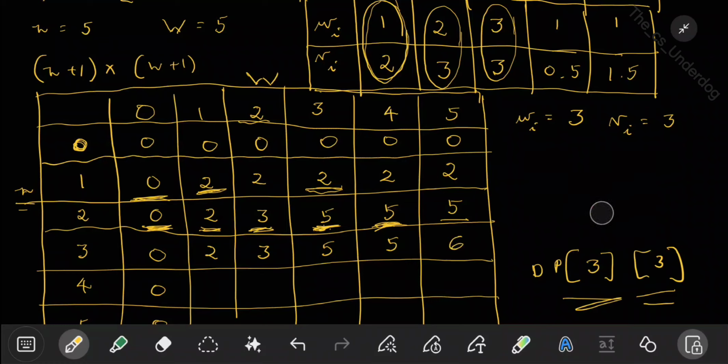We are going to look into the fourth item, which has weight 1 and value 0.5.